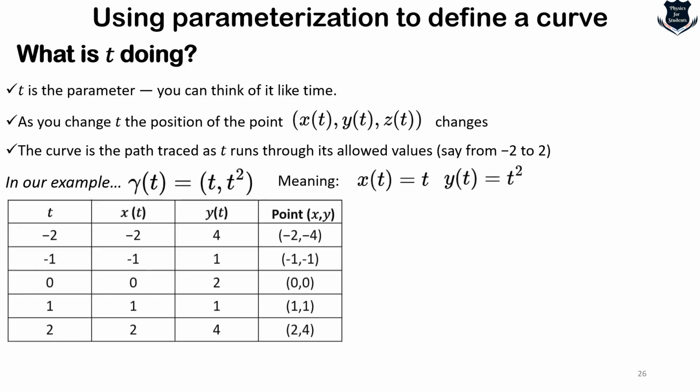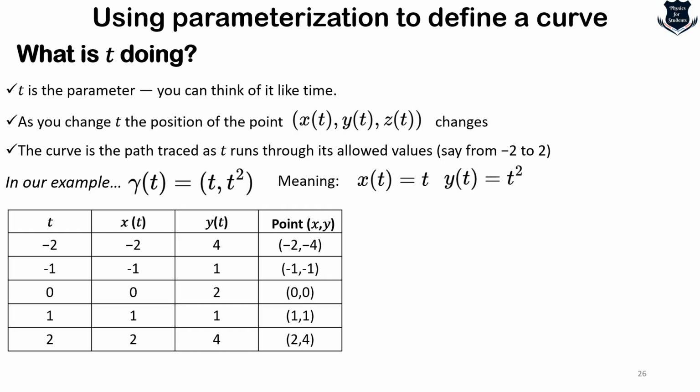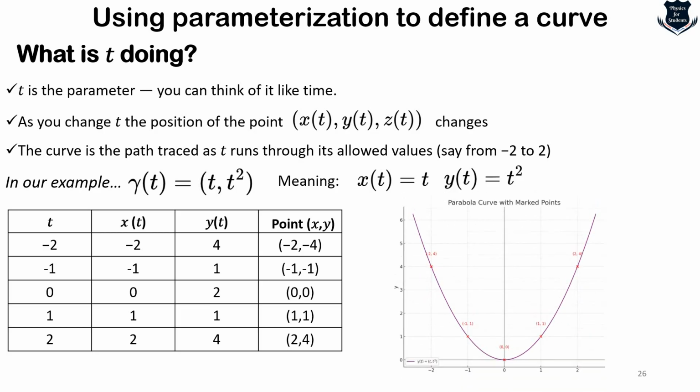So here you can see, if I take a table where the different values of t, x(t), and so on are shown over here, at t equals minus 2, you are at (minus 2, 4). At t equals minus 1, you are at (minus 1, 1). At t equals 0, you are at (0, 0). At t equals 1, you are at (1, 1). And at t equals 2, you are at (2, 4).